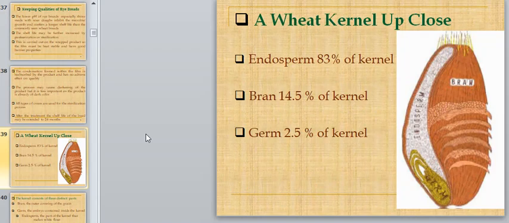Now we will discuss the basic parts of the kernel. It contains three basic parts: endosperm, bran, and germ. The brown portion appearing here is the bran. The yellowish portion depicted here is the germ, and the grayish portion is the endosperm. Endosperm is the major portion. From the percentage point of view, it's 83%, followed by the bran and then the germ.